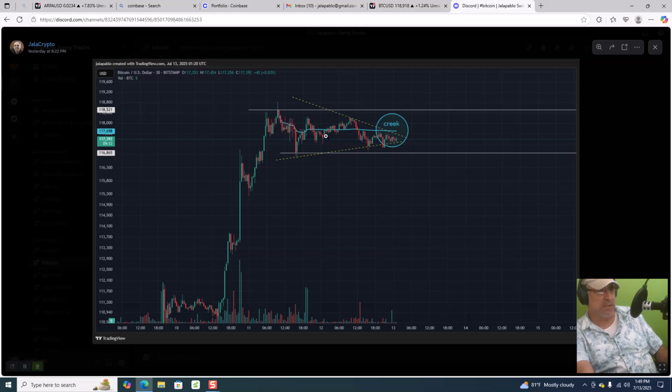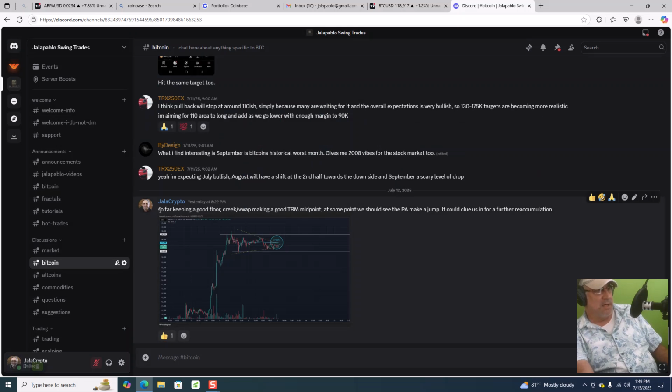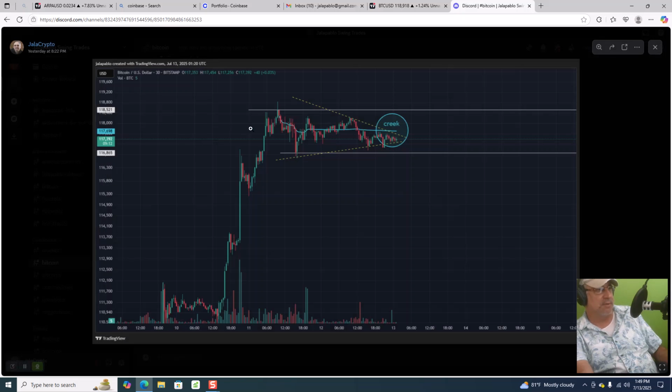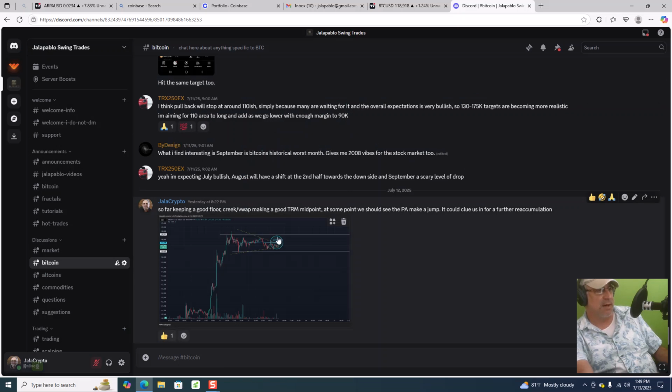I said that Bitcoin was looking like it was reaccumulating, like this new range that we had started where it topped out back on the 11th. These are 30-minute candles here, and this is what I put in the comment. I said it was keeping a good floor, and the anchored VWAP, which I anchored to the top up here, the buying climax, was serving as a good range midpoint, or a TRM, trading range midpoint.